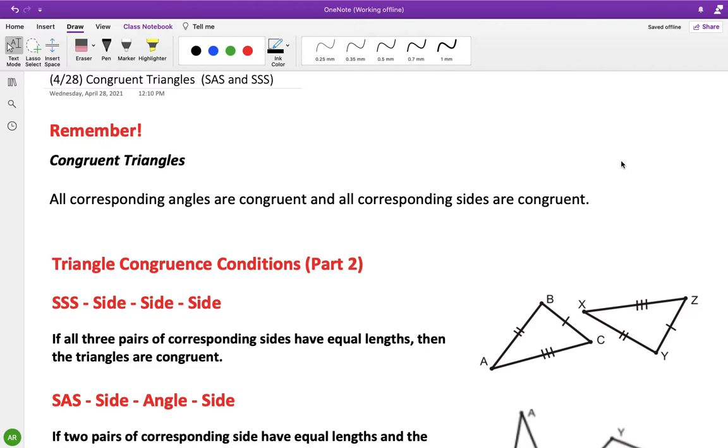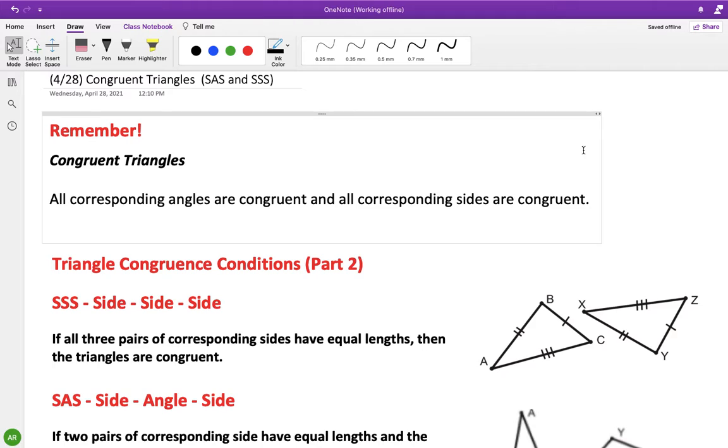Triangle congruence. Today we're going to talk about side angle side and side side side. Once again, remember that in order for triangles to be congruent, you have to be able to prove all corresponding angles are congruent and all corresponding sides are also congruent. So everything's congruent. And once again, remember you don't necessarily have to prove all of that. You just have to prove some of it, and then we can make assumptions about the rest.